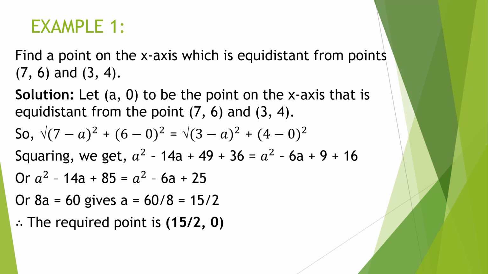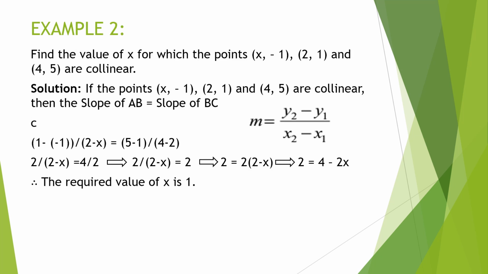Equidistant means the distance between (7, 6) and (a, 0), and the distance between (3, 4) and (a, 0), both will be the same. By using the distance formula, root of (x2 minus x1) whole square plus (y2 minus y1) whole square, we get the following equation. From solving the equation, we get 8a equal to 60, or a equal to 15 by 2. So our required point is (15 by 2, 0), which is equidistant from (7, 6) and (3, 4) and lies on the x-axis.